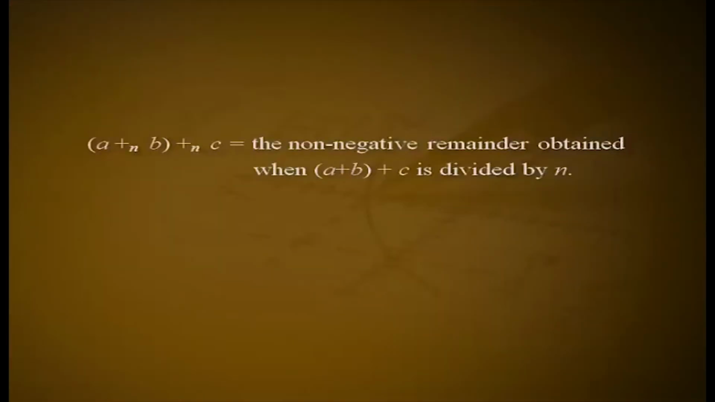G1. Associativity. a addition modulo n b addition modulo n c is equal to the non-negative remainder obtained when a plus b plus c is divided by n.